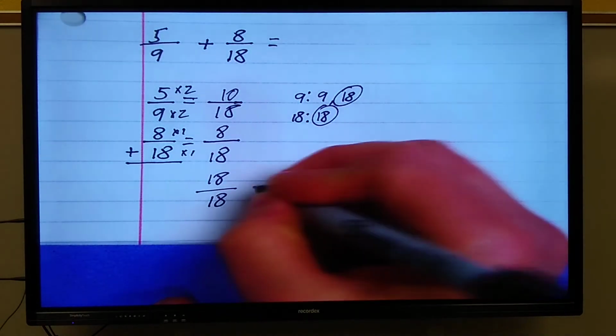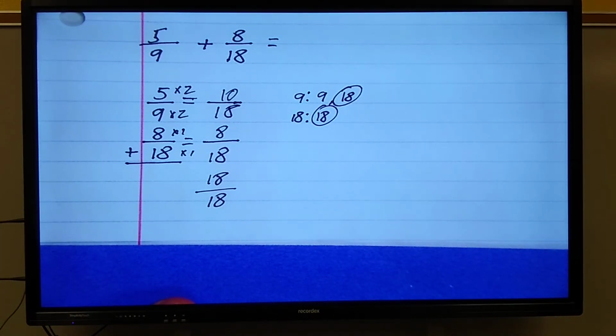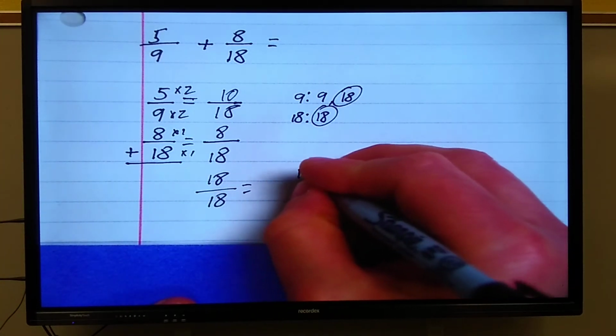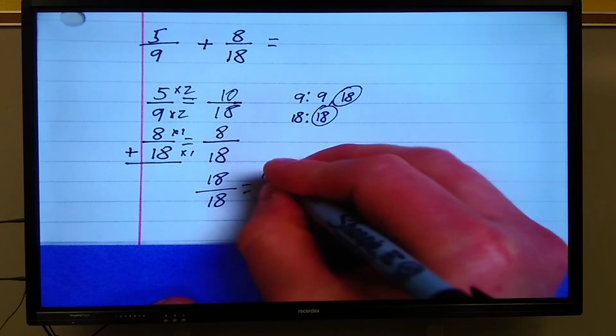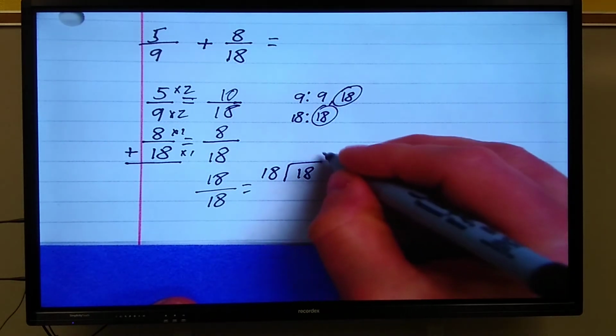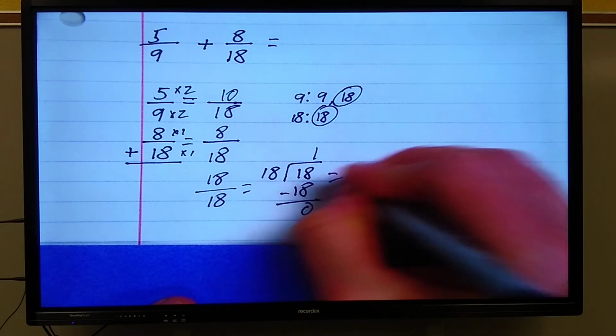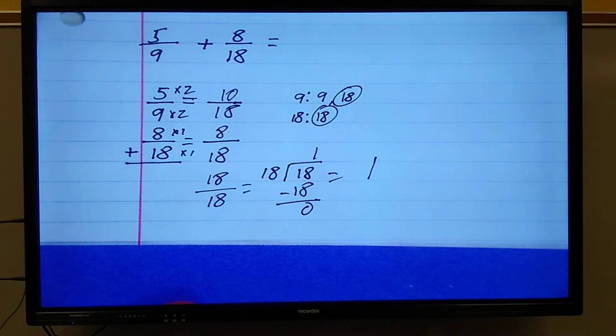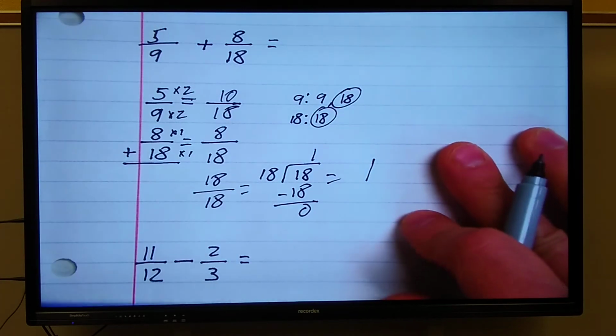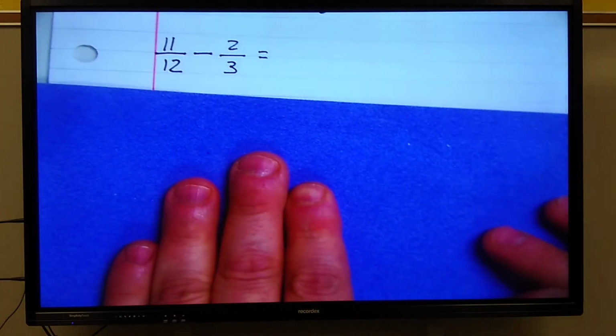Denominator is 18. Is this an improper fraction? Yes. Take the numerator, divide by the denominator. 18 goes into 18 one time. The answer is 1. There you go. You should have got 1 as your answer. All right, the next one. Last review problem.